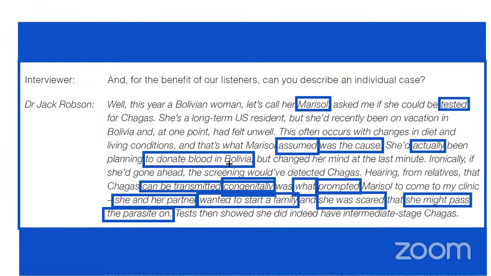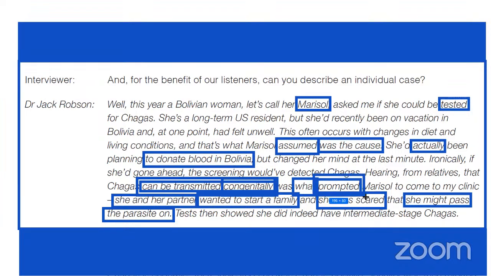Why? Because she wants to start a family with her partner. And she's afraid that she is already carrying the parasite, and this parasite may be passed on to the next generation. So that is why she wants to go for the test. The point is very clear here. Chagas can be transmitted congenitally. This is the reason.